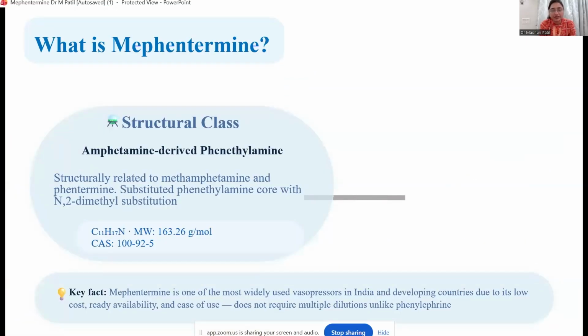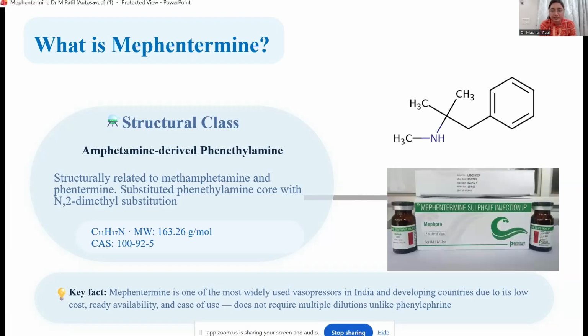So what is methamphetamine? Structurally, it is an amphetamine-derived phenethylamine, related to methamphetamine and phentermine, a substituted phenylamine core with N,2-dimethyl substitution. This is the recent vial of methamphetamine. Nowadays we use it in OT. Methamphetamine is one of the most widely used vasopressors in India and developing countries due to its low cost, ready availability, and ease of use.